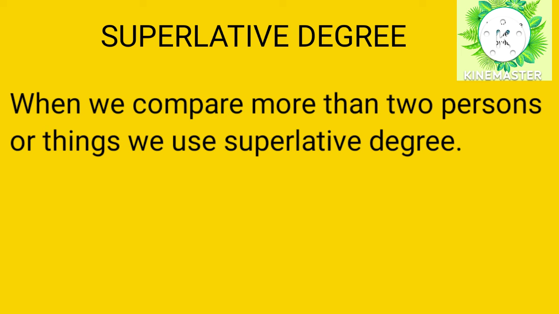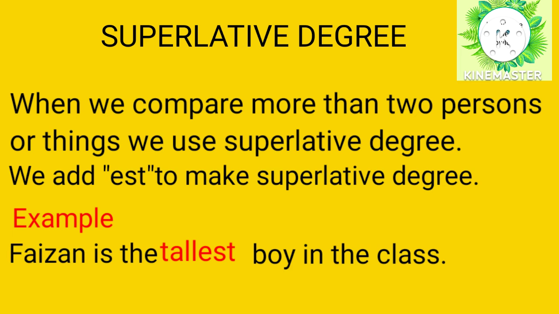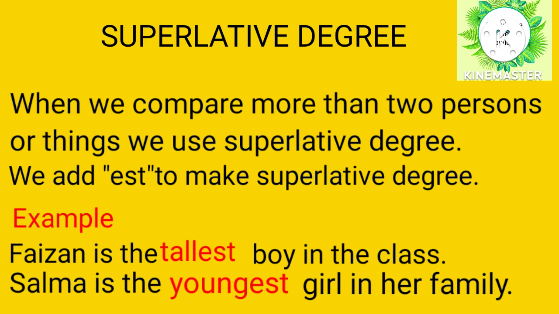Superlative degree. When we compare more than two persons or things, we use superlative degree. We add EST to make superlative degree. Example: Faizan is the tallest boy in the class. Salma is the youngest girl in her family.